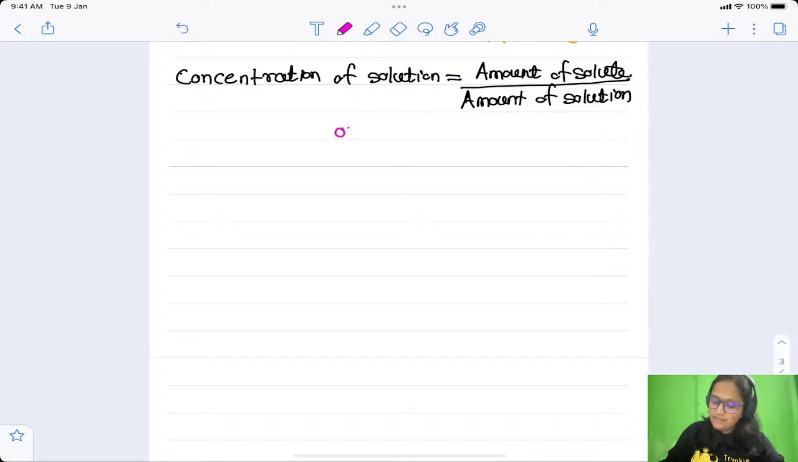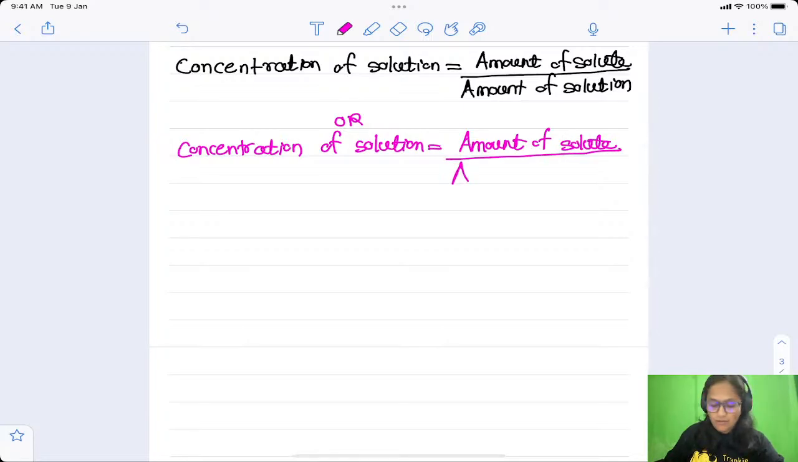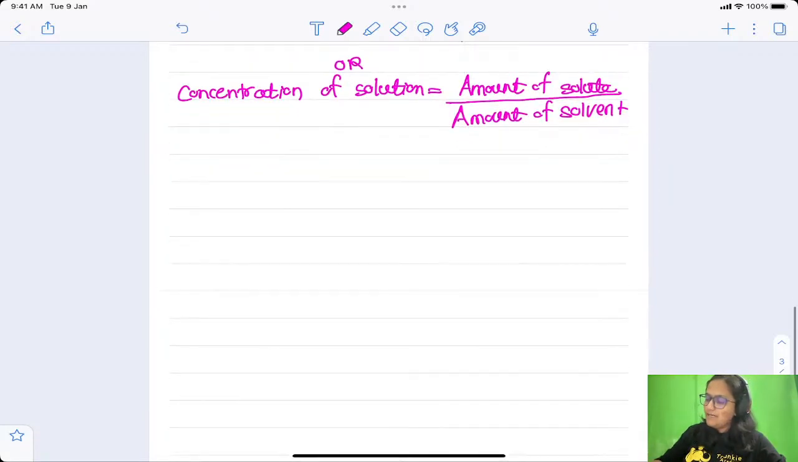Or one more formula is there. Concentration of the solution is equal to amount of solute divided by amount of solvent. So these two formulas you have to use accordingly, right? Yes, so then two more formulas I am writing here. The questions based on these formulas we are going to discuss in the next class. Just let me write down the formula.